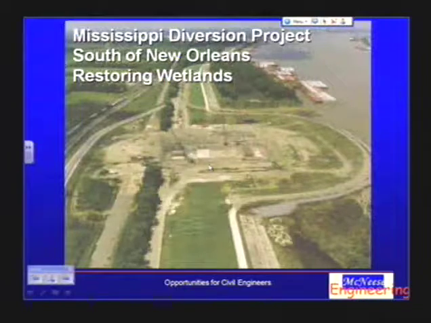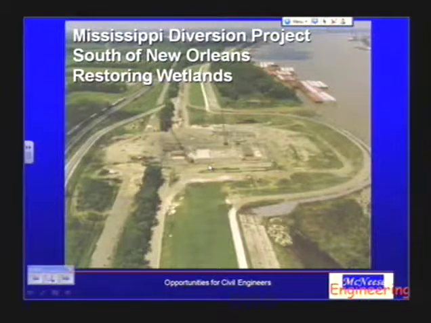Mississippi Diversion Project. This is south of New Orleans, restoring wetlands. We originally thought about 30 years ago that we wanted to get into those wetlands and dry them out, so we had that land available. And then we come to find out later on that those wetlands are also very useful for purifying and treating the water. So now what we're doing is we're going back and we're trying to restore those wetlands, let Mother Nature take back over, and use that as water treatment.